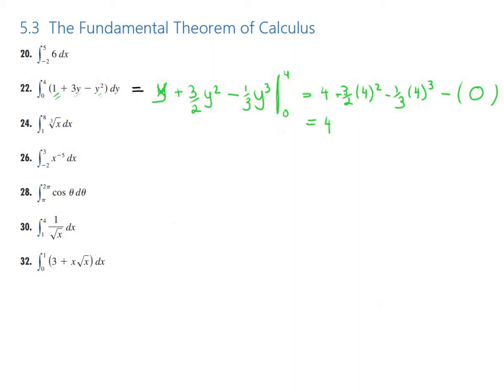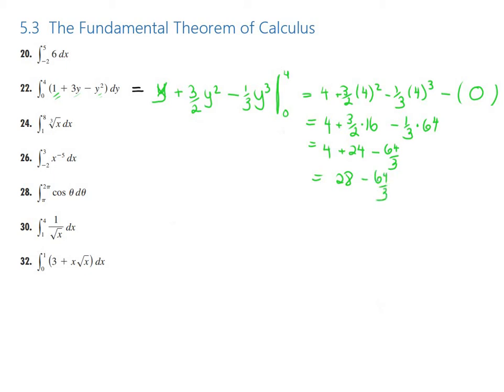So let's see. We've got 4 plus 3/2 times 16 minus 1/3 times 64 minus 0. So this crunches down to 4 plus 24 minus 64 thirds. So let's keep going. So this will be 28 minus 64 thirds.